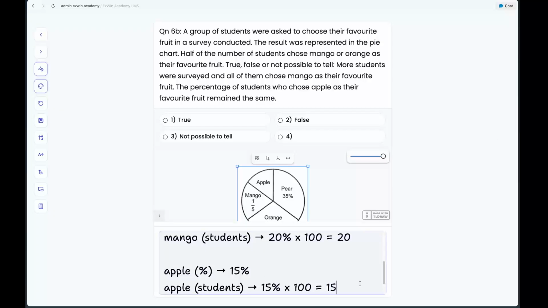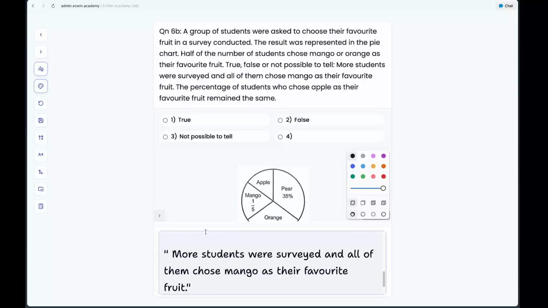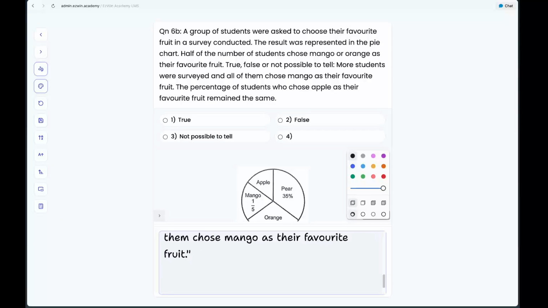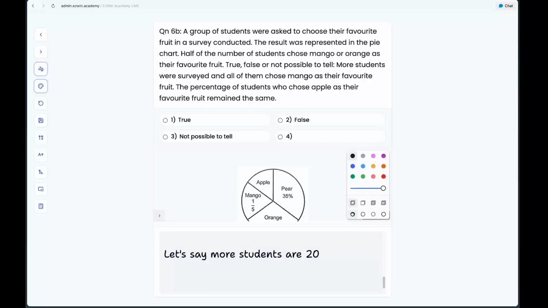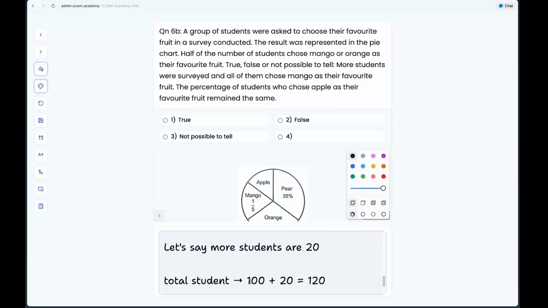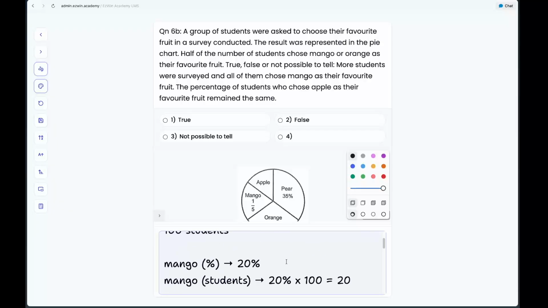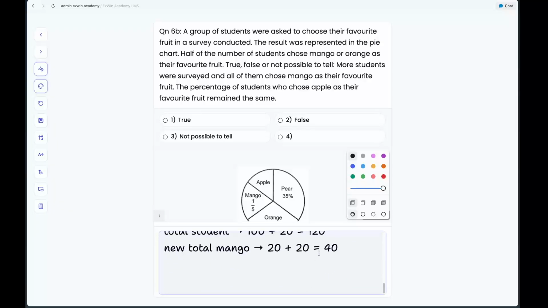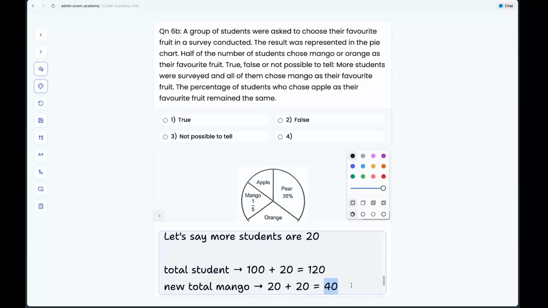Now it says more students were surveyed and all of them chose mango as their favorite. So let's say more students are 20. That means the total number of students would be 100 plus 20, which is 120. They chose mango as their favorite. We know before mango is 20, so it will add another 20. This will be 40. Okay?